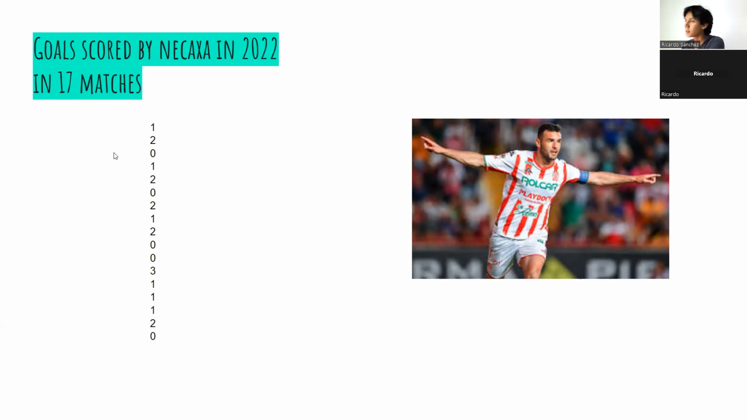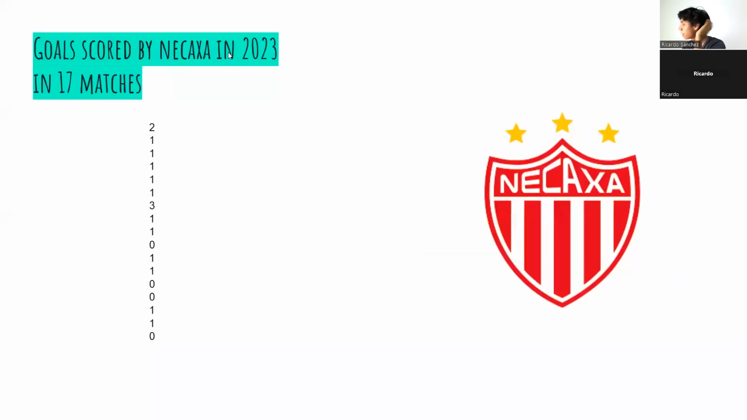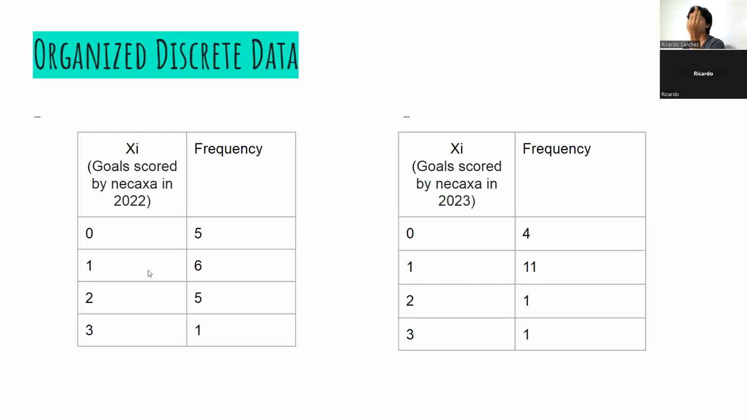Then I have these 17 values and the others from the other time period of the year, and there are also 17. All of these are raw data because it's not organized data. To organize data, we use two different forms. We can use a frequency table or a frequency graph.